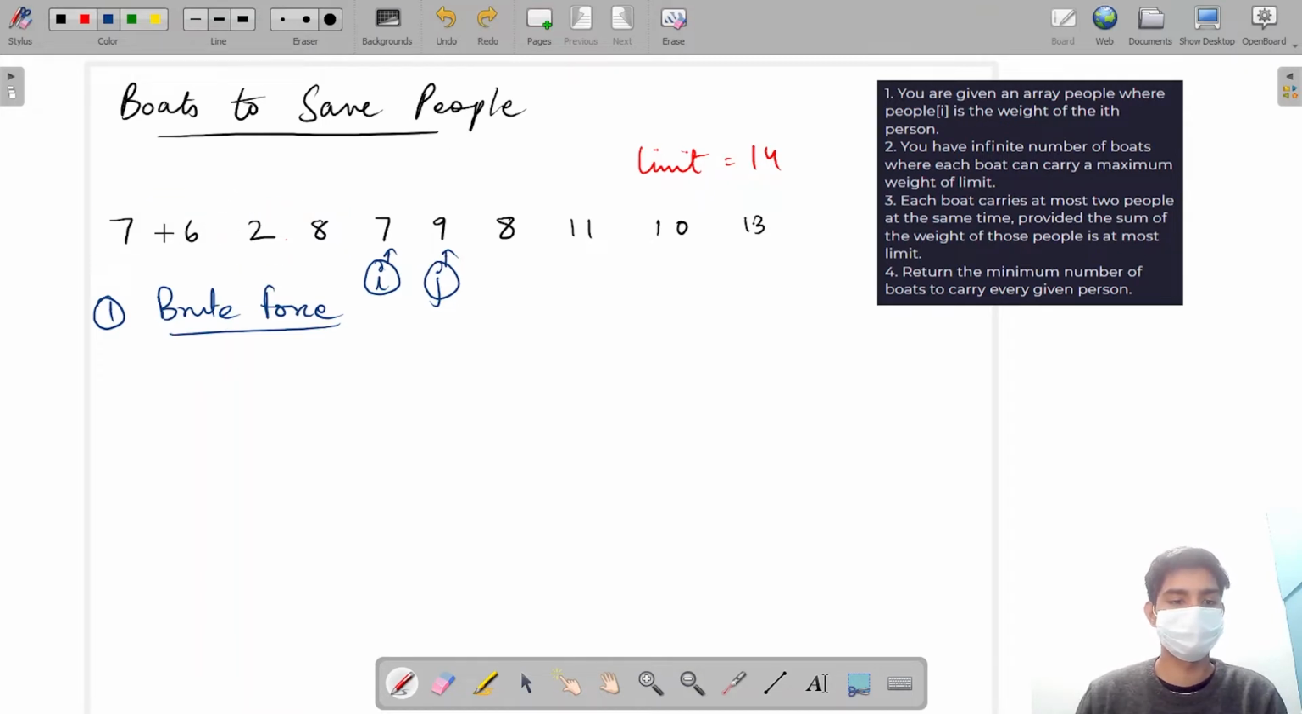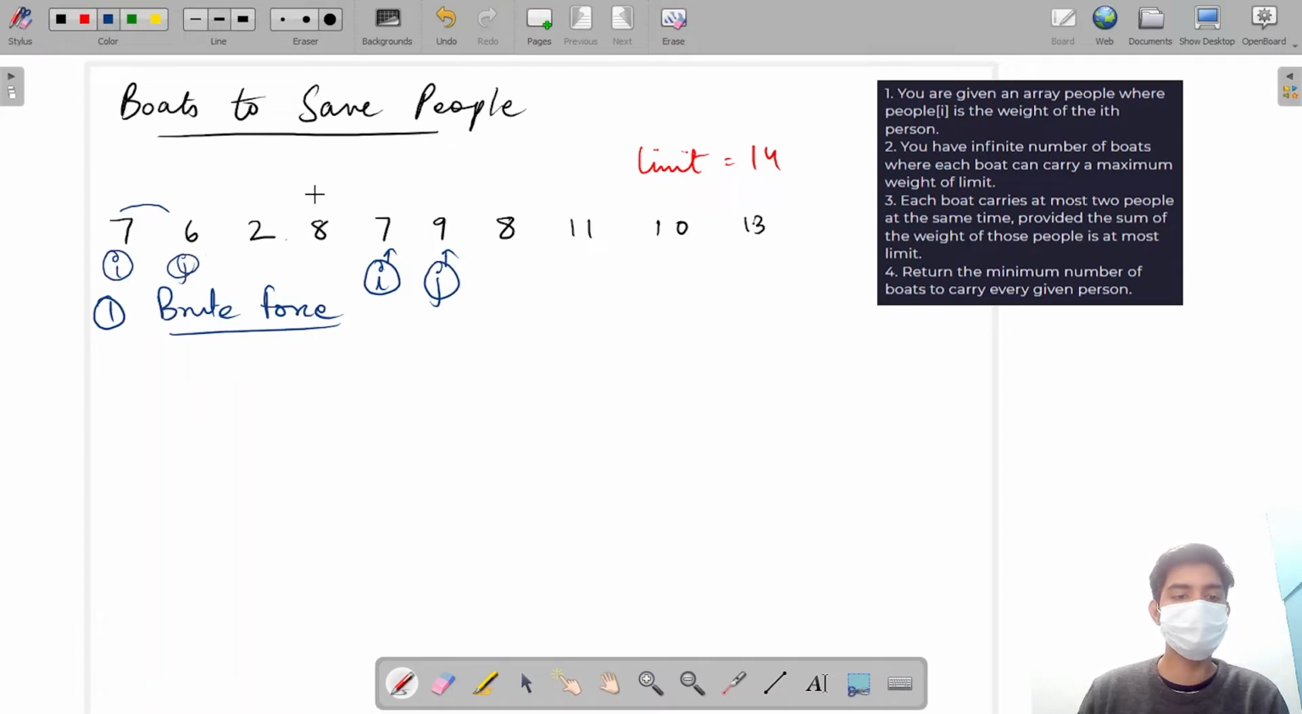7 and 6 gives me 13, and 2 and 8 gives me 10, so they can go on the boat together. Now, we have 7 and 9. Now, for 7, we will check for every single element. What we are doing is we are taking an i, and let's say my i is here and my j is here.